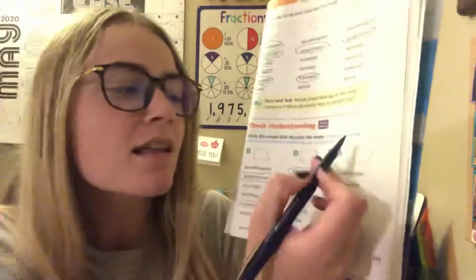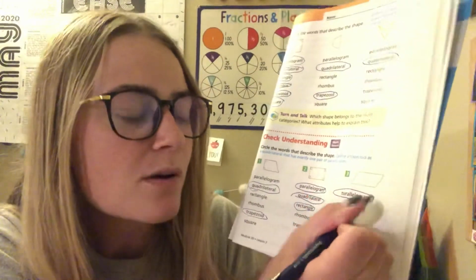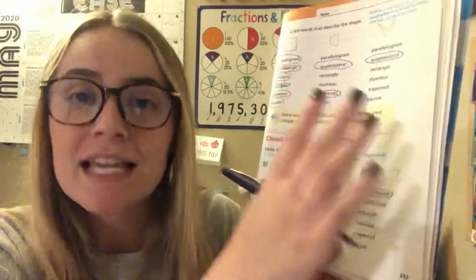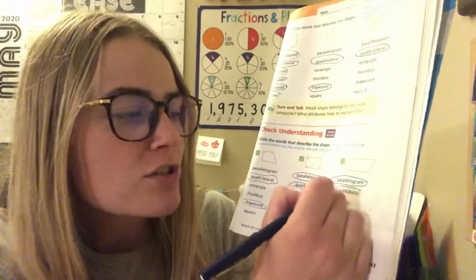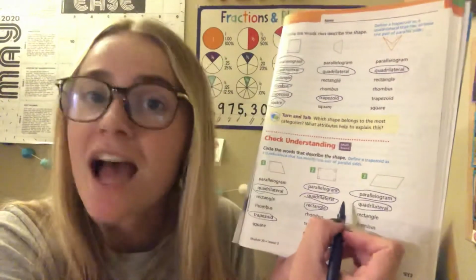Number 3, parallelogram, yes, because it has 2 sets of parallel sides. It is a quadrilateral because it has 4 sides, 4 angles. It is not a rectangle because it does not have 4 right angles. It is not a rhombus because it does not have 4 equal sides.